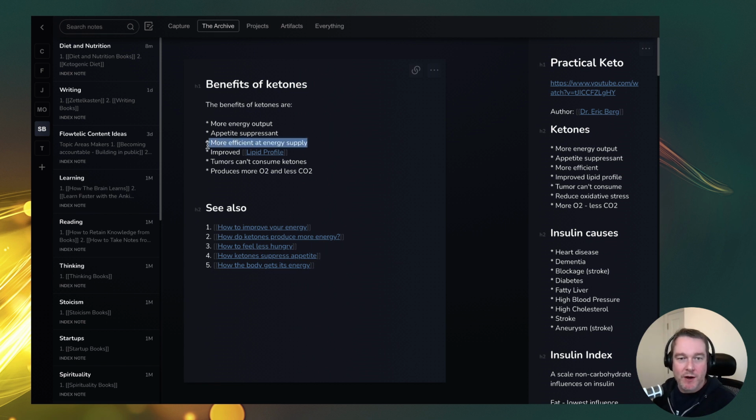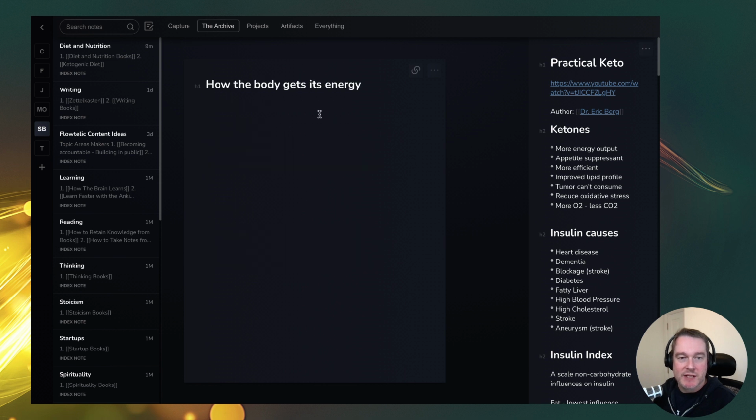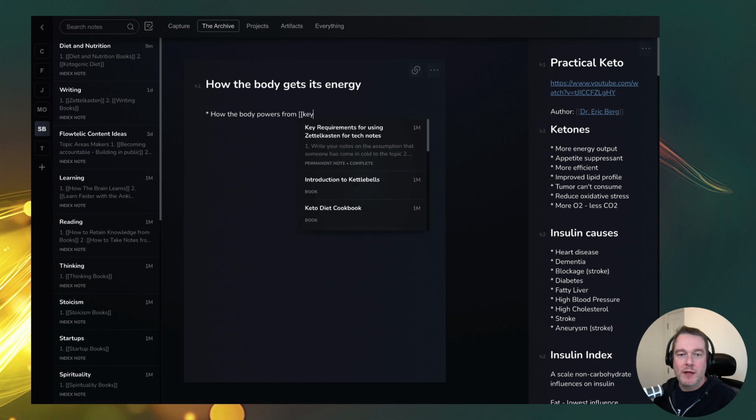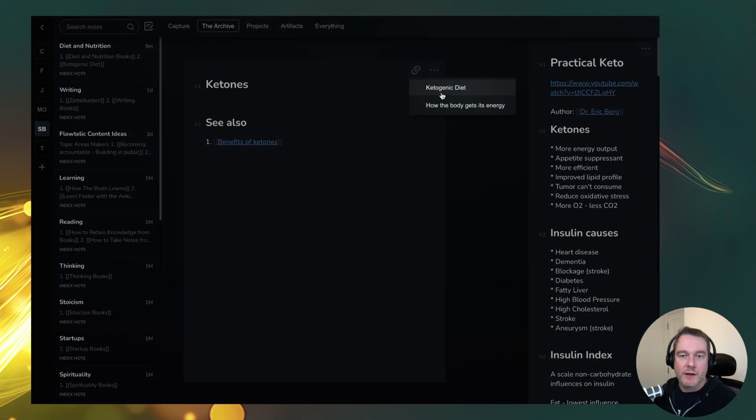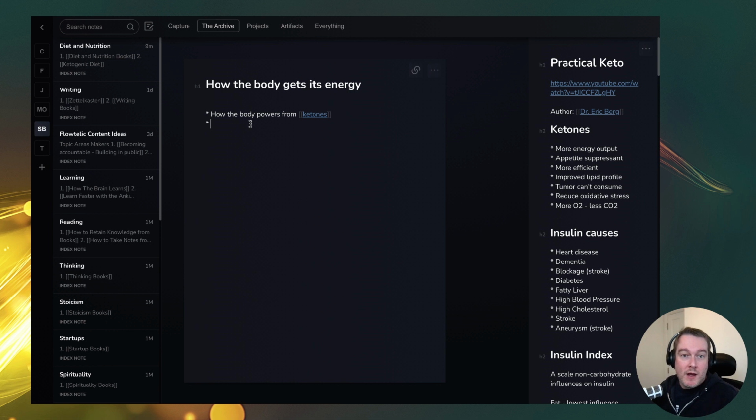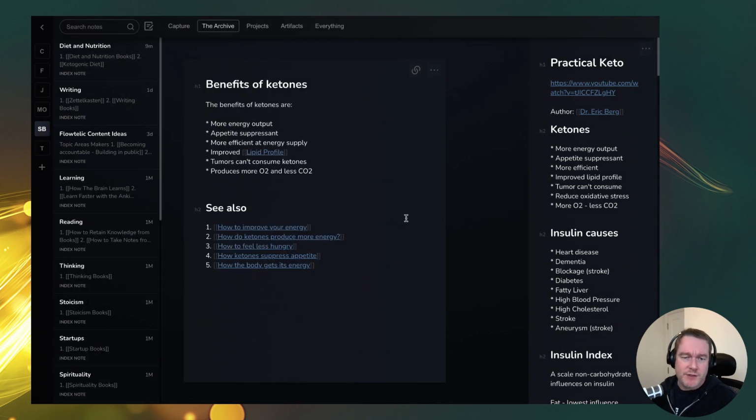So we're talking about energy and efficiency. So here we would probably want to answer how the body powers from ketones, and yeah, that's fine. And then yeah, that's probably one way of doing it. If it's not ketones, that research when that comes can go there.